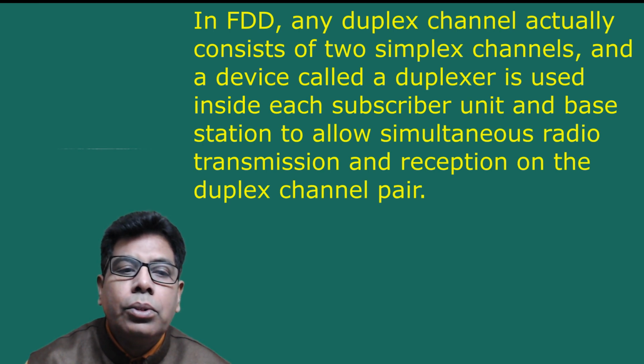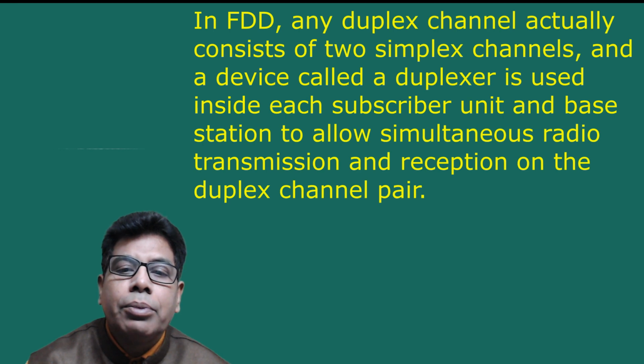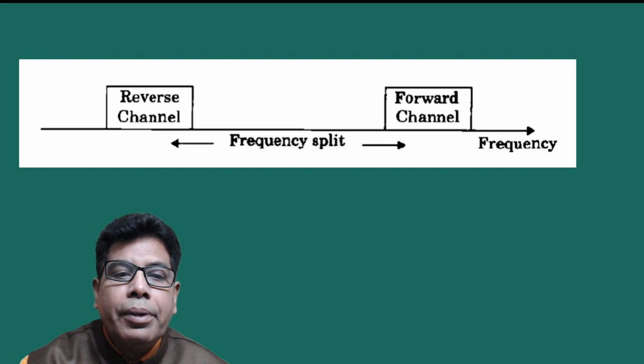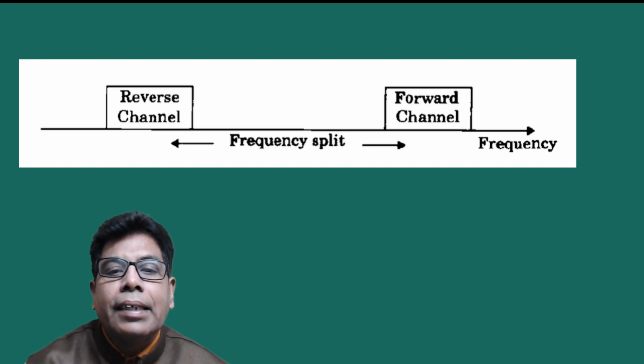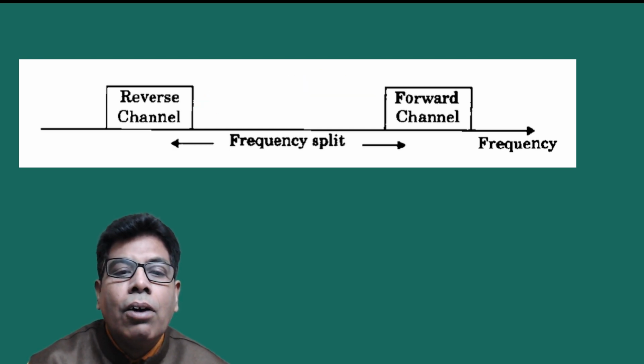In FDD, any duplex channel actually consists of two simplex channels, and a device called a duplexer is used inside each subscriber unit and the base station to allow simultaneous radio transmission and reception on the duplex channel pair. The frequency split between the forward and the reverse channel is a constant throughout the system, regardless of the particular channel being used. Figure illustrates the frequency division duplexing. So here FDD provides two simplex channels at the same time, one for reverse link and one for forward link. Here the frequency split is 45 MHz.